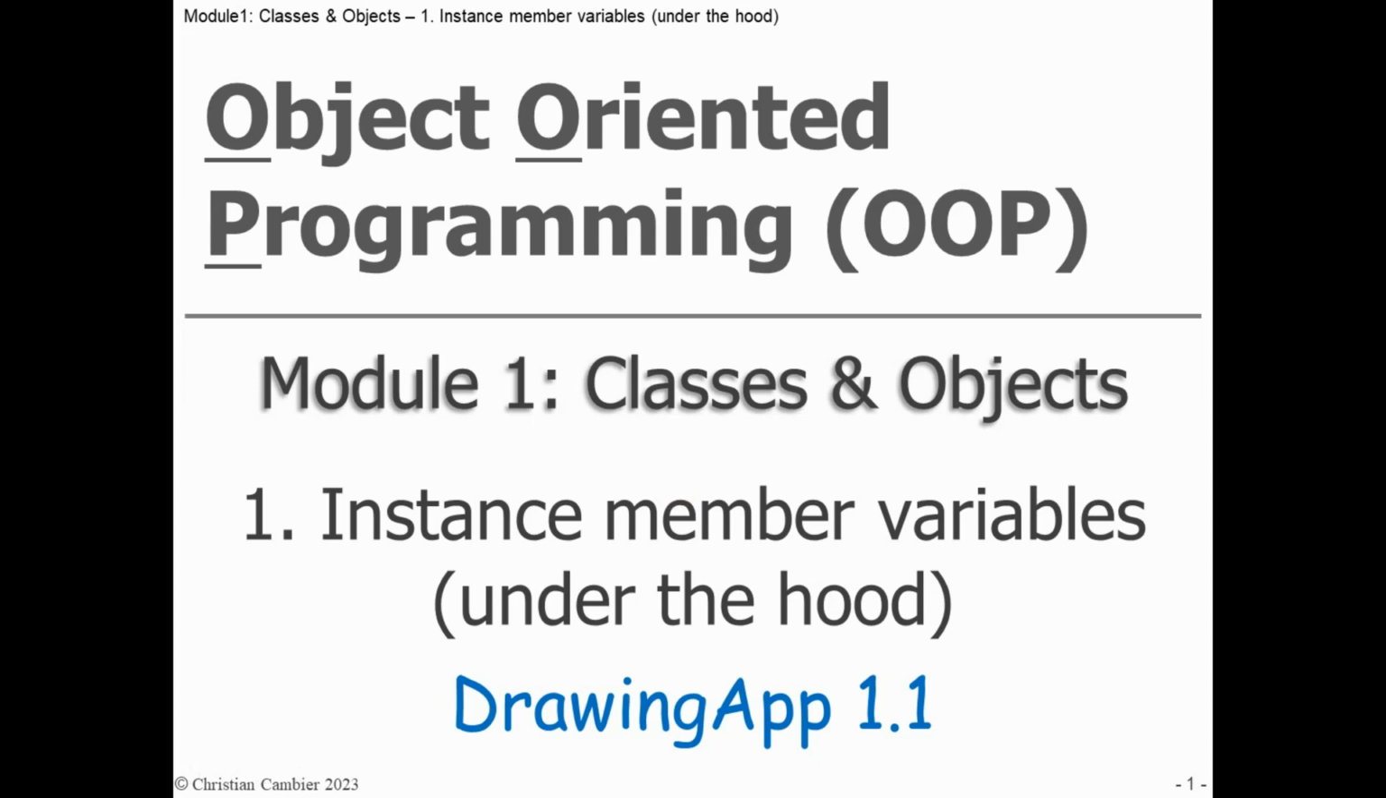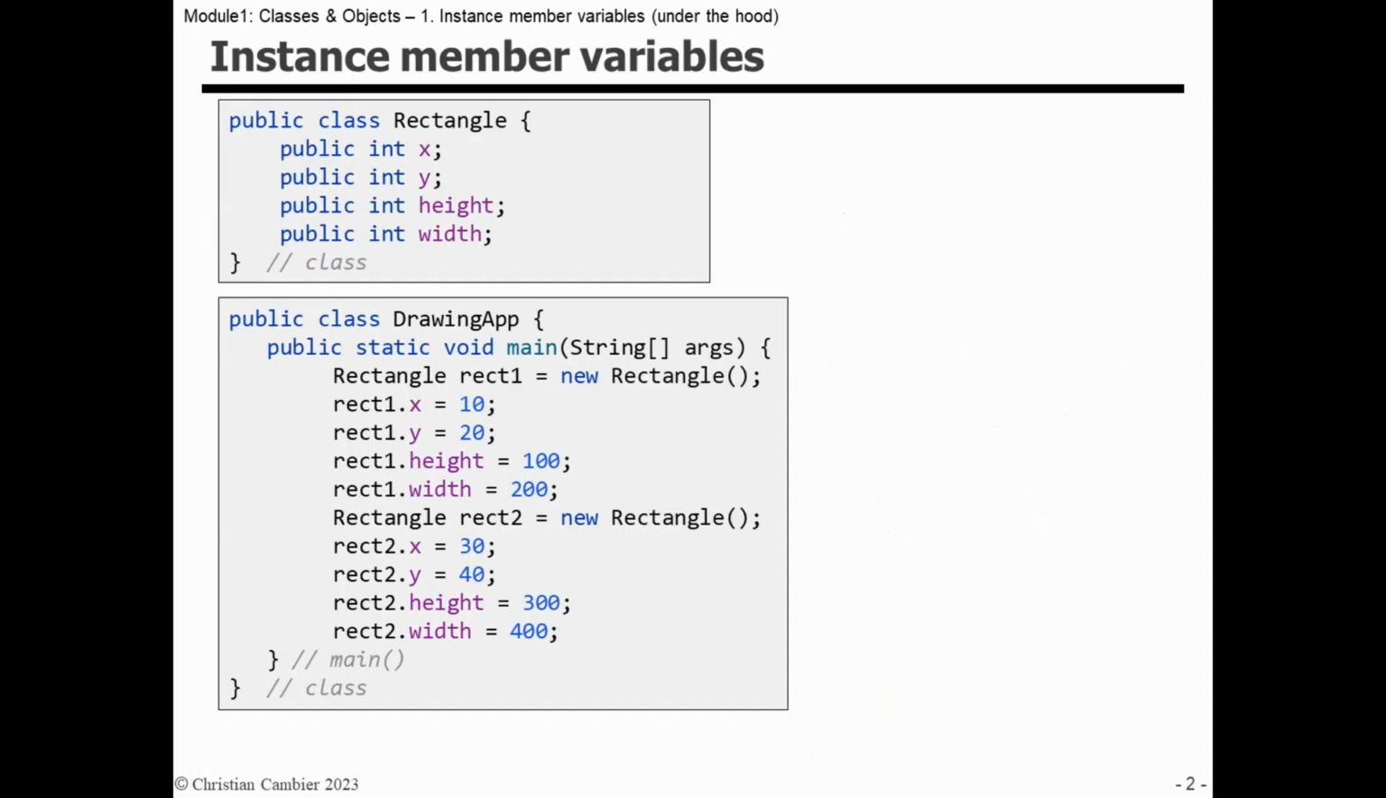Hello. In this third video about instance member variables, I'll examine DrawingApp 1.1 from a different angle. Namely, I'll dive under the hood in order to hopefully give you a feel of what is happening in the memory areas of the Java virtual machine when the application is launched. The code I'll examine is what we've implemented during the hands-on.